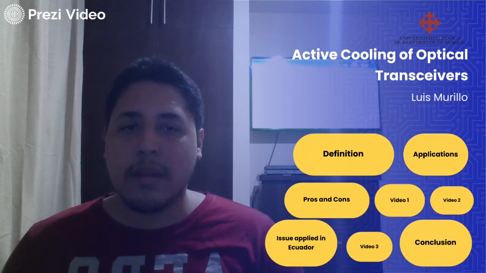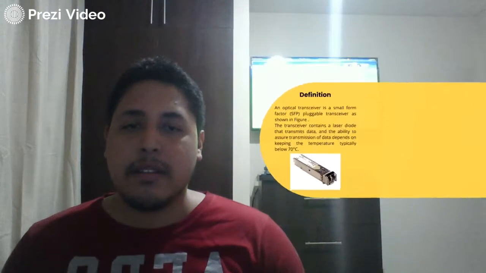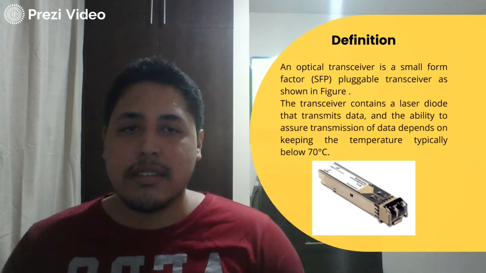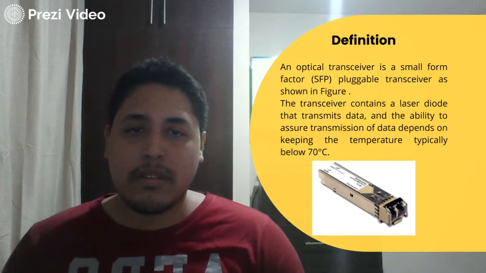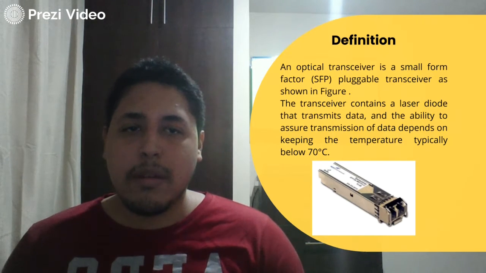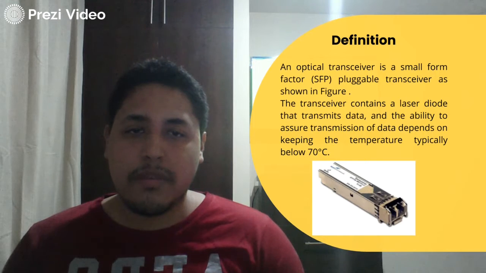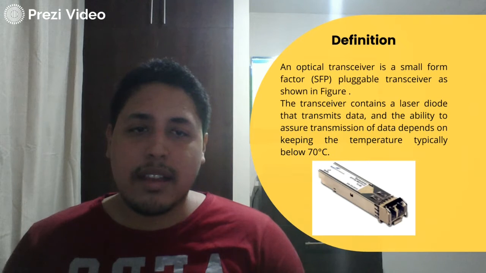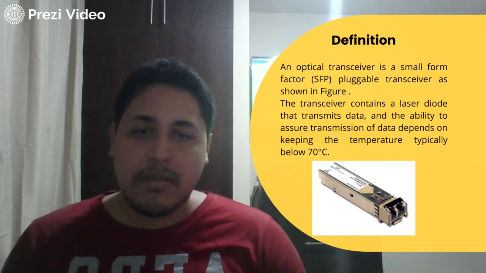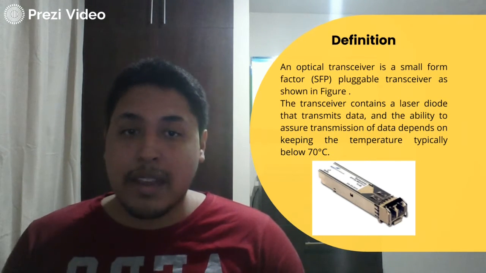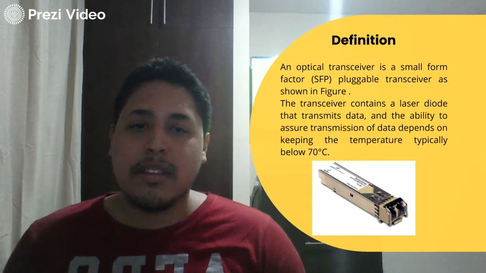I'm gonna talk about active cooling of optical transceivers. Definition: an optical transceiver is a small form factor SFP pluggable transceiver as shown in figure. The transceiver contains a laser diode that transmits data, and the ability to assure transmission of data depends on keeping the temperature typically below 70 degrees centigrade.